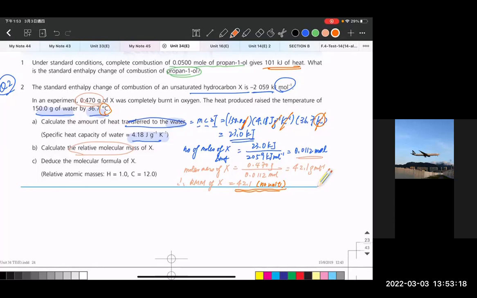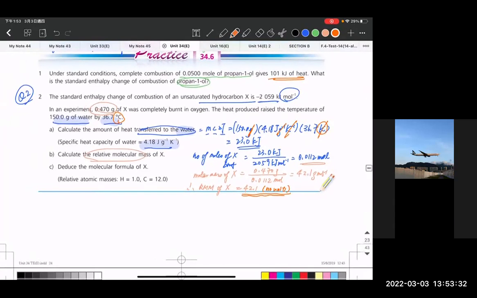How about the last one, part C? Deduce the molecular formula of X. What is that hydrocarbon? You may see the term unsaturated. So what is the homologous series you are talking about? Alkene. Is it alkene? Unsaturated alkene. It can be alkene or it can be alkyne, right? It will be quite difficult to tell for the time being, but you can start from alkene first of all and try to see if you can get a multiple of a whole number. Otherwise, if not, you may think of alkyne.